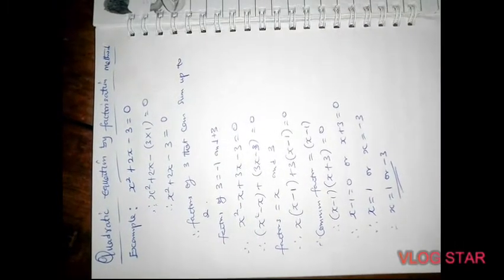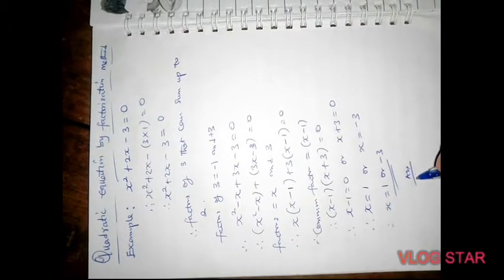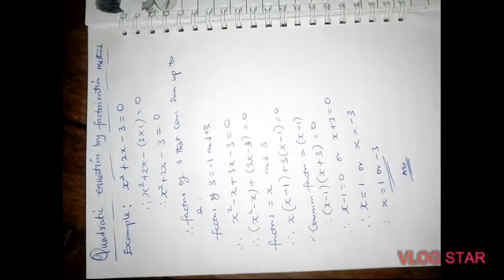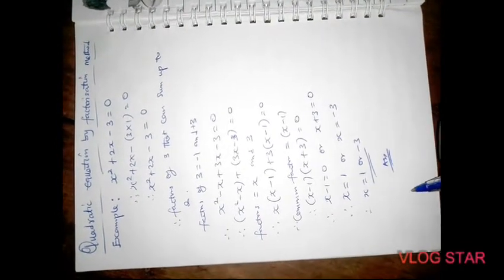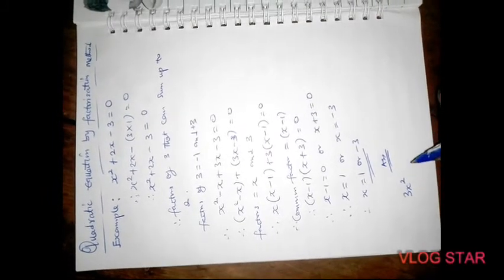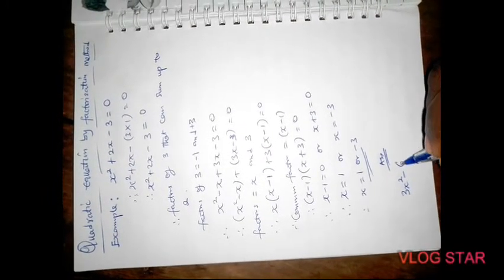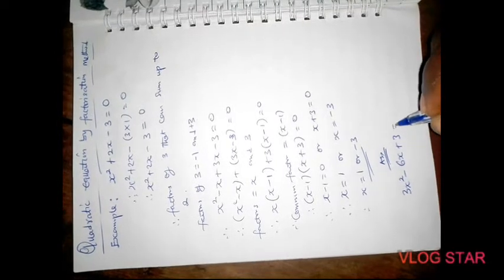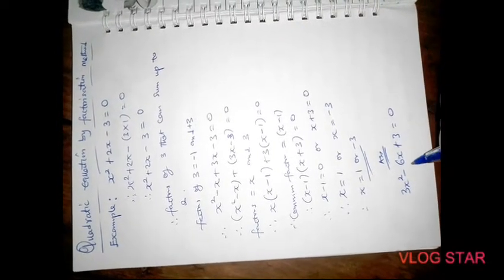Now you can take this particular question. Here is an assignment. Just try this at home, then give your result finally as a comment. Then don't forget to press the subscribe button. Here is the question. The question says 3x squared minus 6x plus 3 is equal to 0. Factorize this using the factorization method.